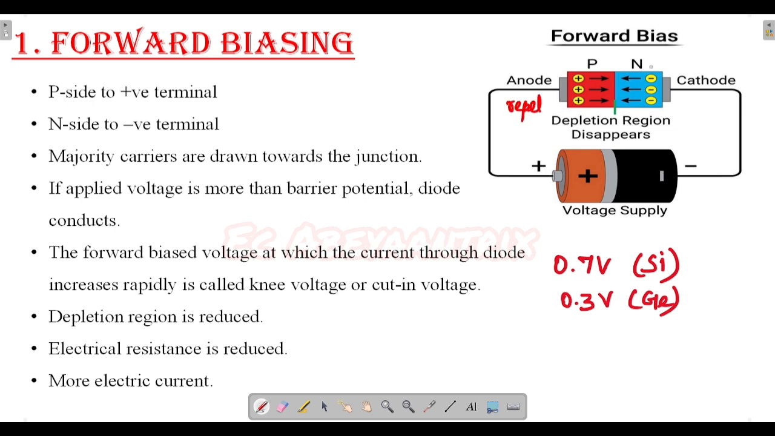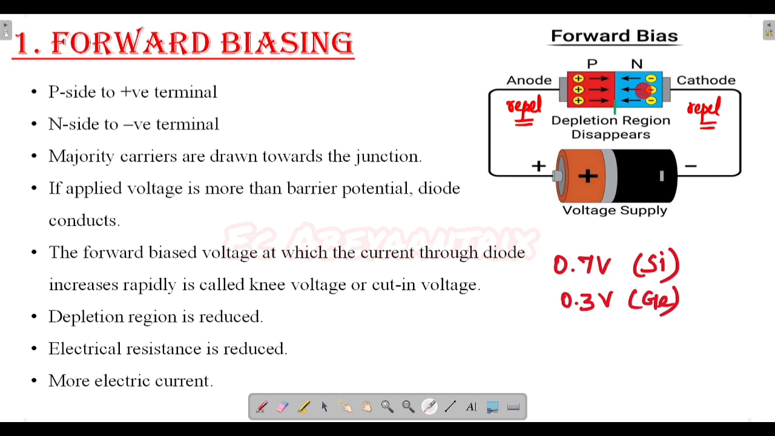In the same way, here electrons are the majority charge carriers. We are connecting that electron side to the negative terminal, and here also like charges only, so repulsion takes place. So on both sides of the diode, there will be repulsion. The majority charge carriers get repelled from the terminals of the battery and move towards the junction.